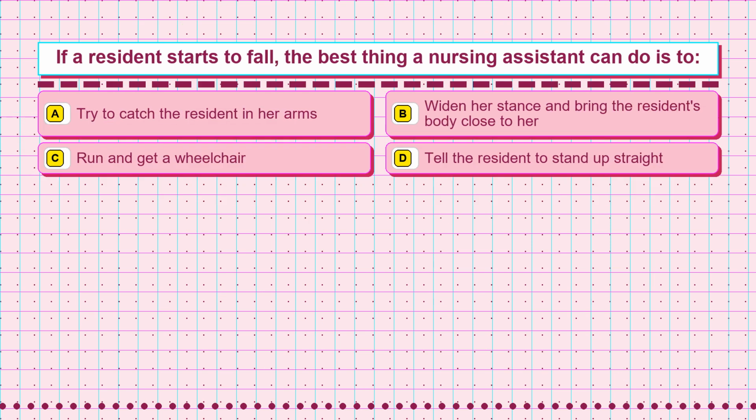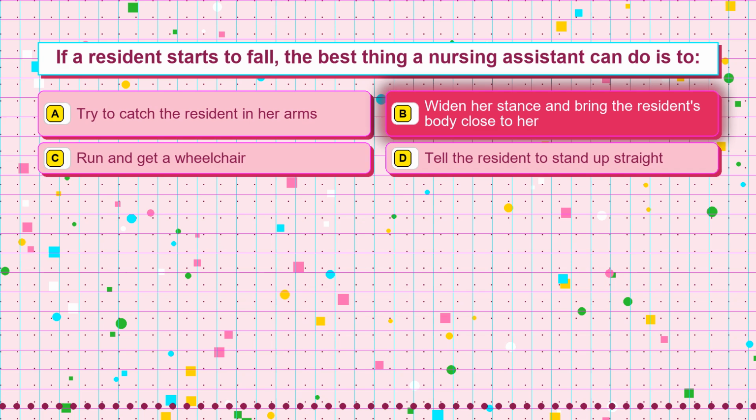Question 8. If a resident starts to fall, the best thing a nursing assistant can do is to: Option A, try to catch the resident in her arms. Option B, widen her stance and bring the resident's body close to her. Option C, run and get a wheelchair. Option D, tell the resident to stand up straight.